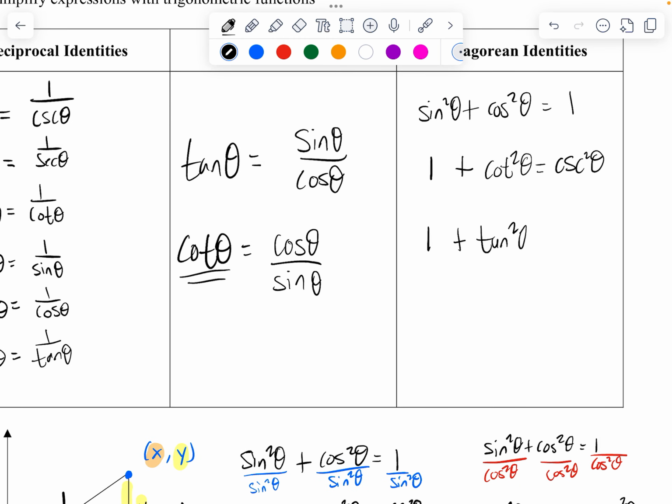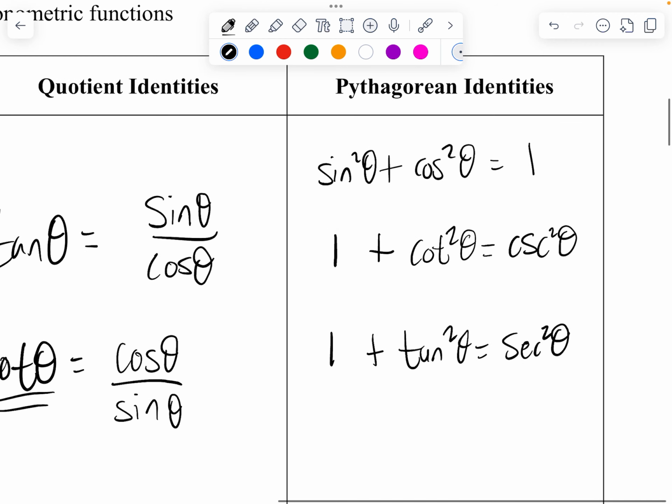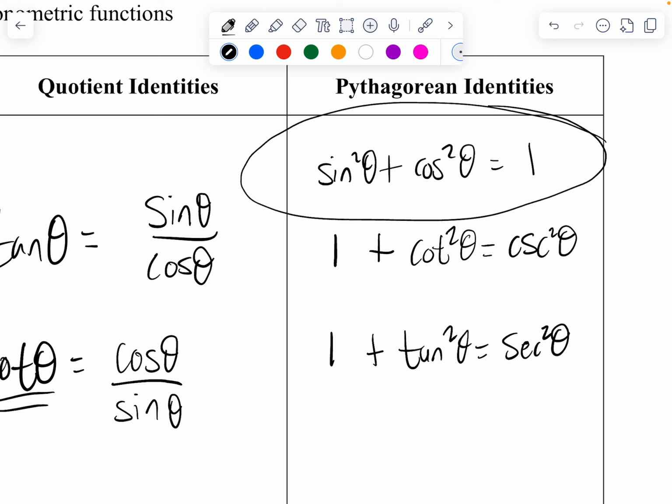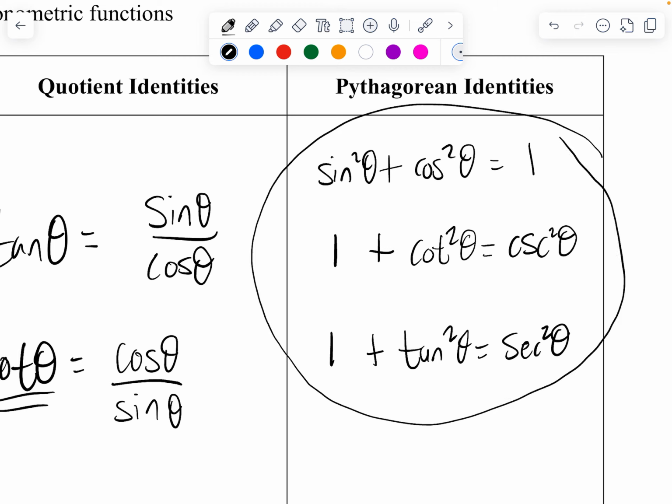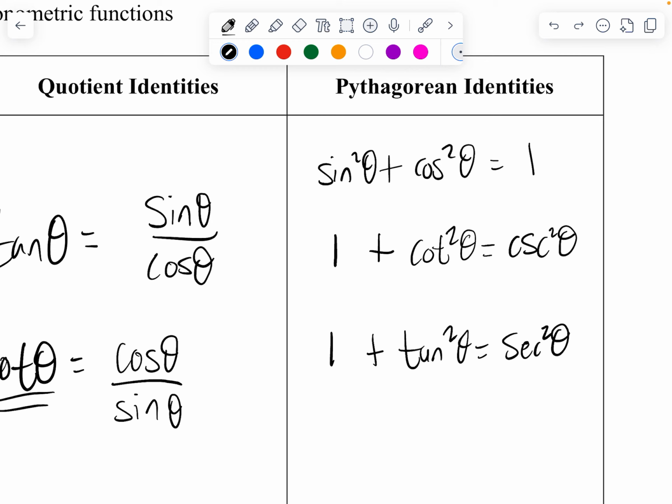All right, and there you go. Those are what I would consider the 3 Pythagorean identities. Honestly, depending on who you talk to, mathematicians, they'll say that there's only one, sine squared plus cosine squared equals 1. Or if you rearrange these, like if you subtract the 1 to the other side, you get cotangent squared is cosecant squared minus 1. Some people will call that a different version of the Pythagorean identity, right? But honestly, these are the main 3, and you can rearrange stuff to get the others if you need them. All right, so there you go.